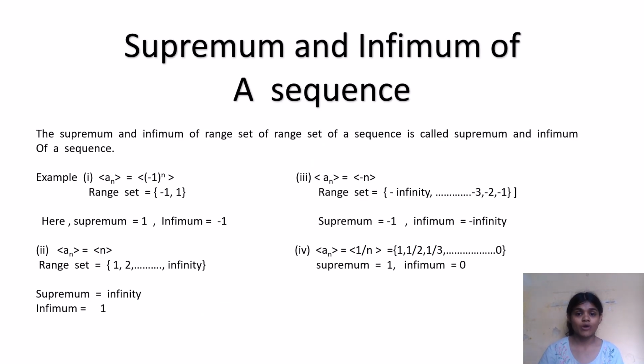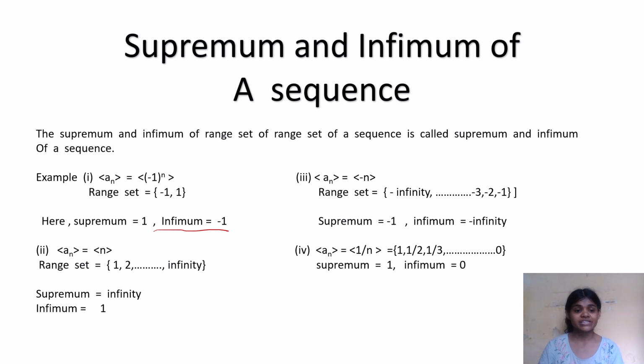Now we will discuss supremum and infimum of a sequence. Supremum and infimum of the range set of a sequence is called supremum and infimum of the sequence. Let's take some examples. Sequence a_n is equal to (-1)^n. Range set is {-1, 1}. Here supremum is 1 and infimum is -1.